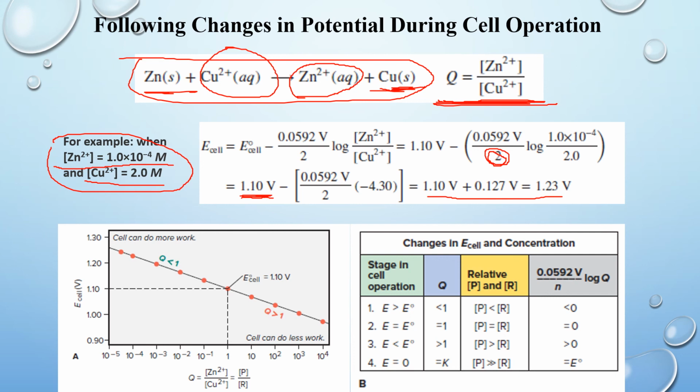We can do this for any combination of zinc and copper concentrations, and then we can plot this relationship between the non-standard cell potential versus this Q. Q is the ratio of zinc concentration over copper concentration. When they're equal, Q equals 1, this is at standard state, so the cell potential is equal to the standard cell potential. But when Q is less than 1, the cell potential is greater than the standard cell potential, greater than 1.1. And when Q is greater than 1, the cell potential is less than 1.1.